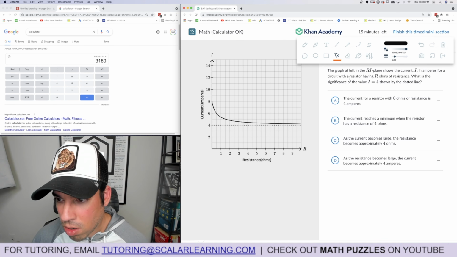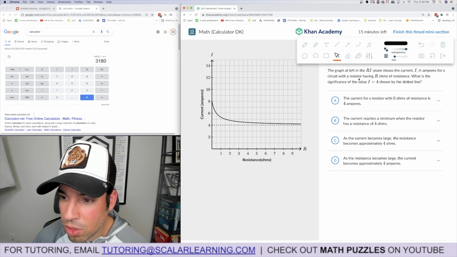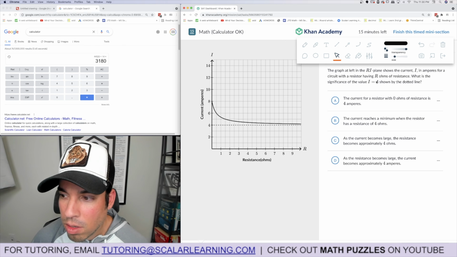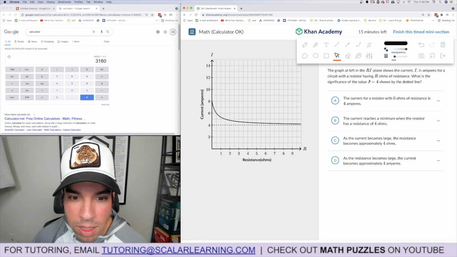The graph at left in the RI plane shows the current I in amperes for a circuit with a resistor having R ohms of resistance. What is the significance of the value I equals 4 shown by the dotted line? Okay, let me think about it.